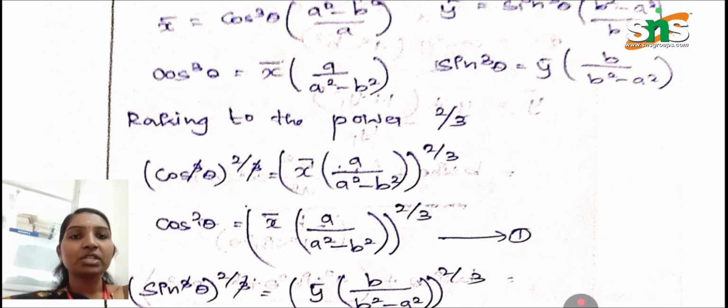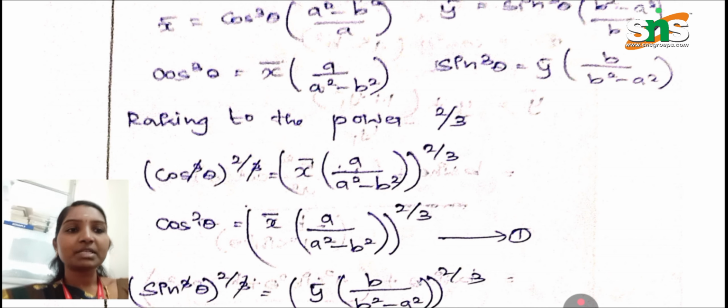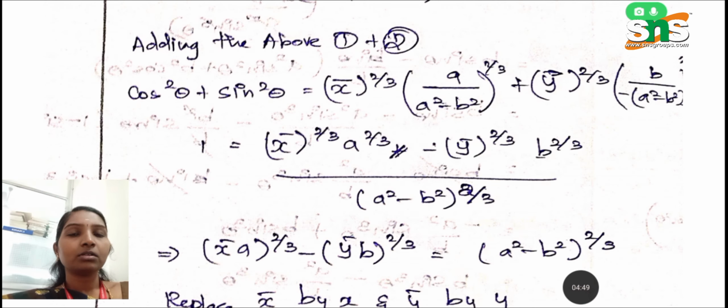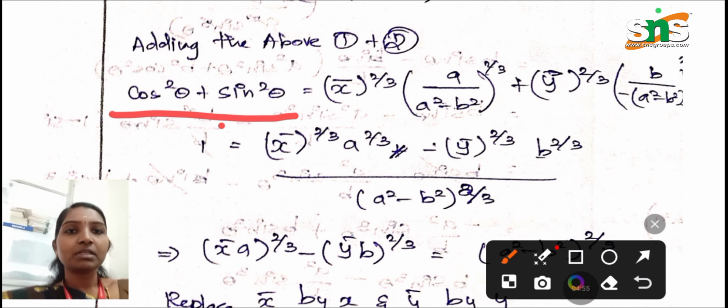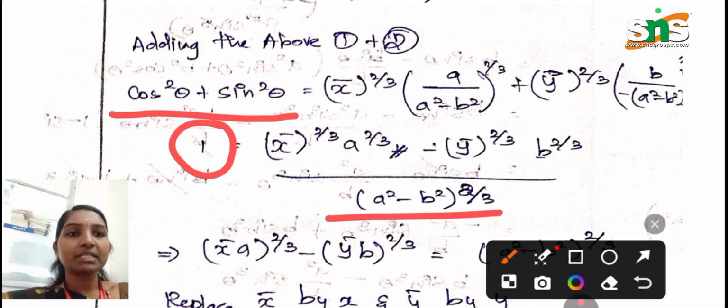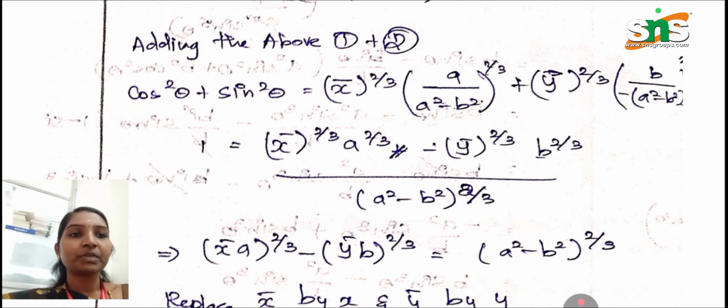So we have on the LHS cos square theta plus sin square theta, and on the RHS the simplified terms. So what will be this cos square theta plus sin square theta? It is equal to 1, and on simplifying you will have the same LCM, and the remaining terms are written in the above step in the numerator. So on simplifying it, we will have x bar by a to the power 2 by 3 minus y bar by b to the power 2 by 3 is equal to a square minus b square to the power 2 by 3.